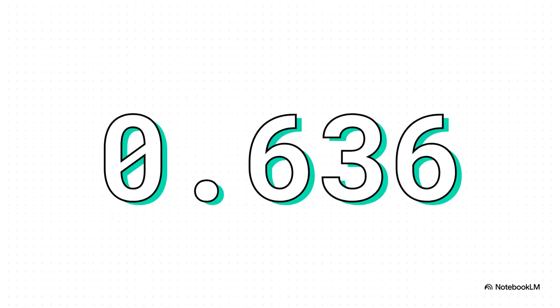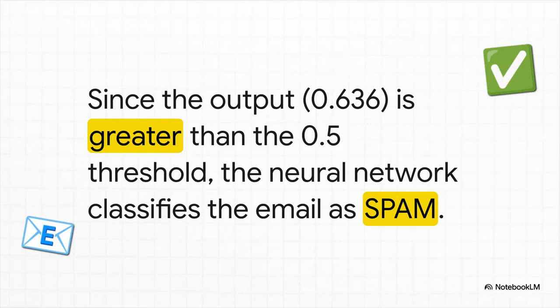Now, those new numbers from the hidden layer, that 0.8 and that negative 0.1, become the input for the final output layer. It does one last round of calculations, runs the result through its activation function, and out comes a single number, a final probability. The network's verdict? 0.636.